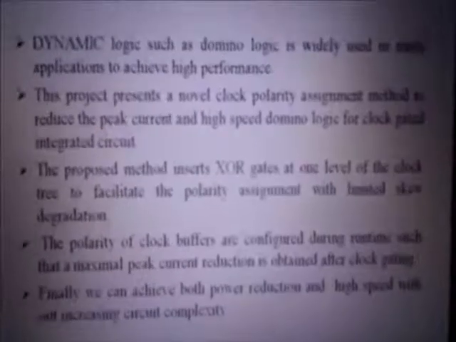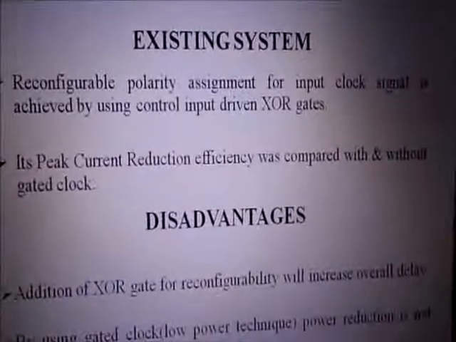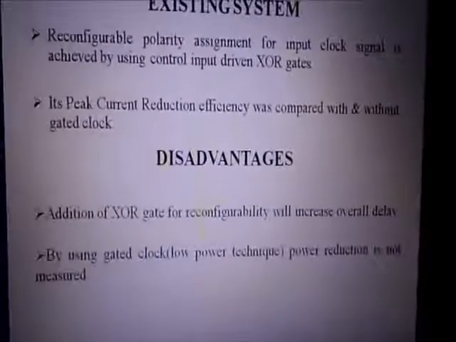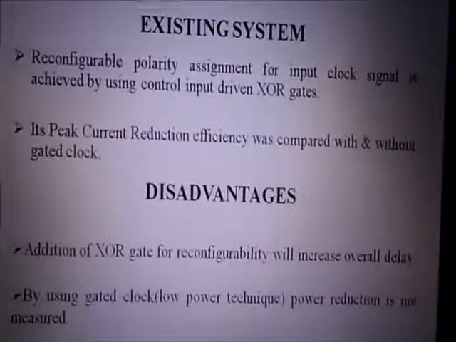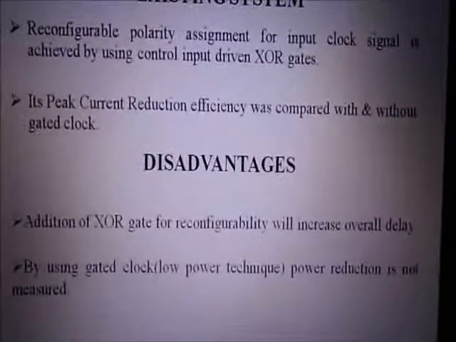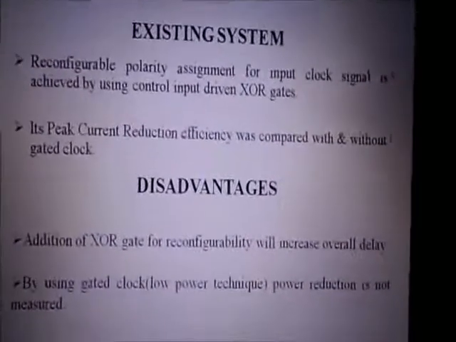circuit complexity. In the existing system, the reconfigurable polarity assignment for input clock is mainly achieved by using the control input XOR gates. Due to this, the peak current efficiency was compared with and without gated clock. The drawbacks of the existing system is that addition of XOR gate for reconfigurability will increase the overall delay. So by using gated clock, power reduction is also not measured.